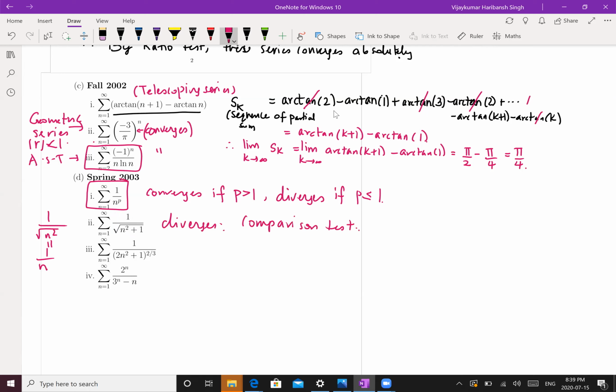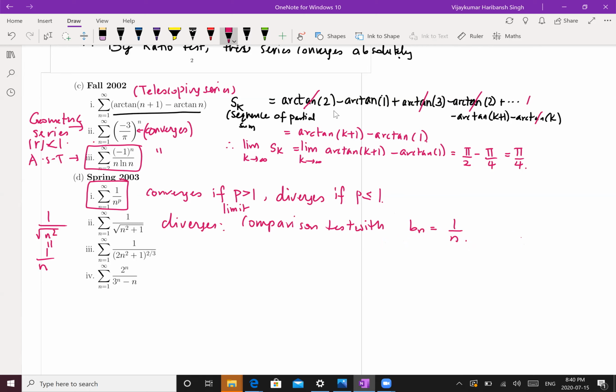You can use the comparison test. How can you use it? You can say 1 over the square root of (n squared plus 1) is less than 1 over the square root of n squared. Now here, I cannot actually use the comparison test, because I can show that it is less than 1 over n, but what I really want to show is that it is greater than 1 over n. So the comparison test won't work properly. We should use the limit comparison test, with b_n equal to 1 over n.